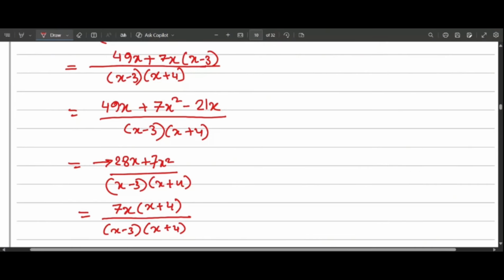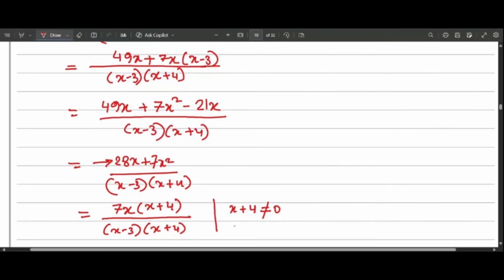We can see that the term x plus 4 is present in both the numerator and the denominator, so we can cancel them out. Before cancelling them out, we have to make sure that x plus 4 is not equal to 0. If x plus 4 is equal to 0 at any particular value of x, then we cannot cancel them out.